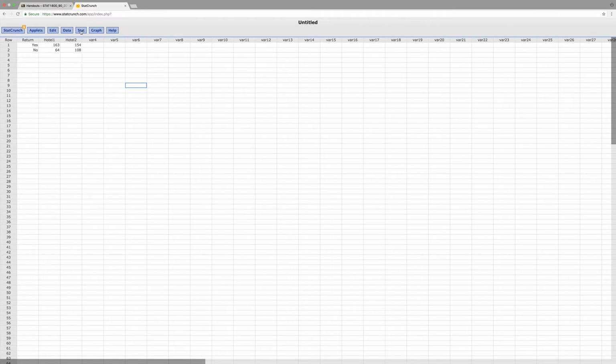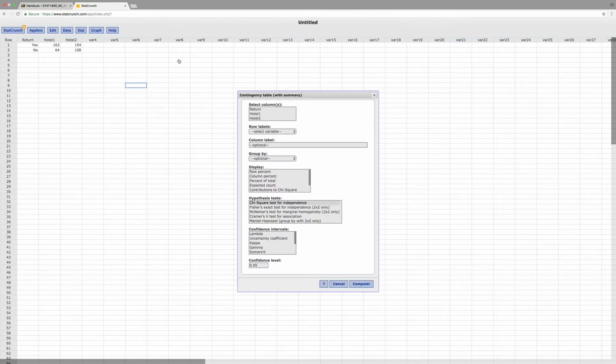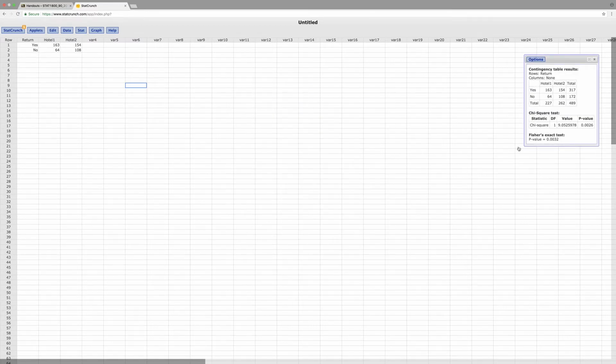Now guys, this is important. We have to go to stat, table, contingency, with summary. And we have to choose our two columns. And we have to choose our row, because guys, our rows are under return. And we have to choose chi-square to get our chi-square statistic. I like to do both of these in a 2x2, because we clearly have a 2x2 table here, because you want to use the p-value from Fisher's exact test. Now, let me explain that, okay?